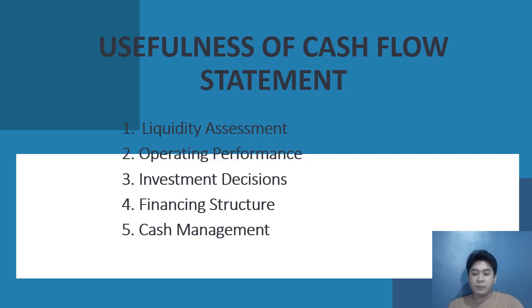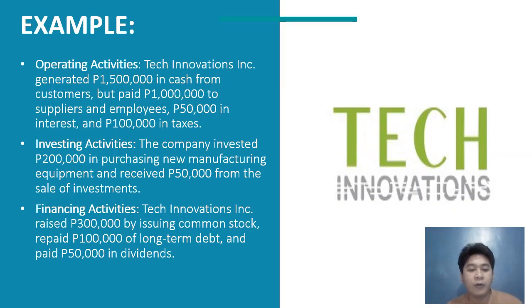Here is an example of a transaction which we are going to record in a cash flow statement. In the operating activities, Tech Innovations, a business, generated 1.5 million in cash from customers but paid 1 million to suppliers and employees, 50,000 pesos in interest and 100,000 pesos in taxes.